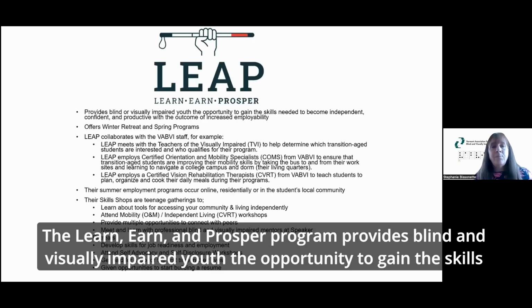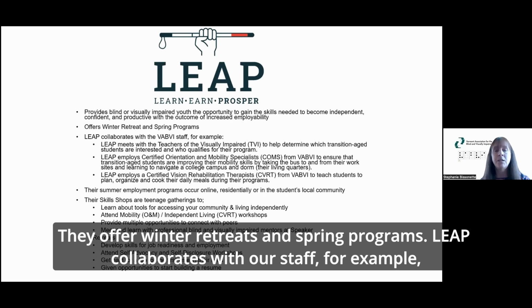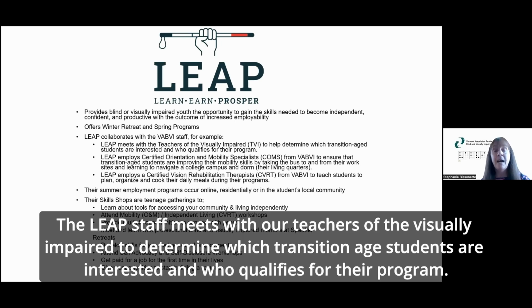The Learn, Earn, and Prosper program provides blind and visually impaired youth the opportunity to gain the skills needed to become independent, confident, and productive with the outcome of increased employability. They offer winter retreats and spring programs. LEAP collaborates with our staff. For example, the LEAP staff meets with our teachers of the visually impaired to determine which transition age students are interested and who qualifies for their program.